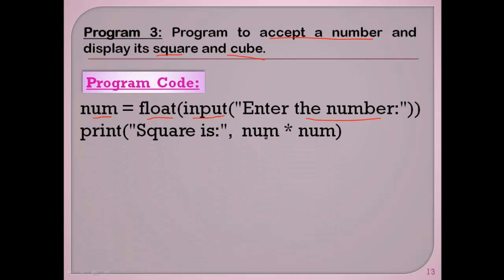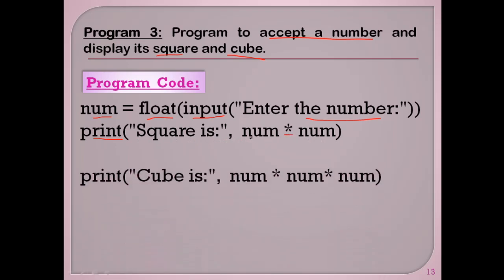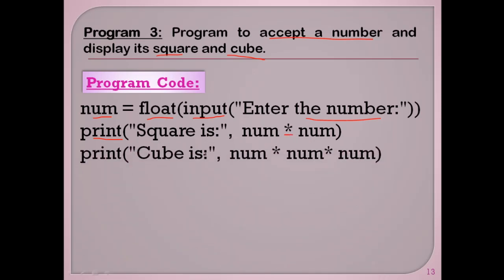In the next statement, we are displaying the square using the print function. The print function is used to display the output. Print square is num into num. Using the multiplication operator, we are displaying the square. Then in the next statement, we are displaying the cube. Print cube is num into num into num.